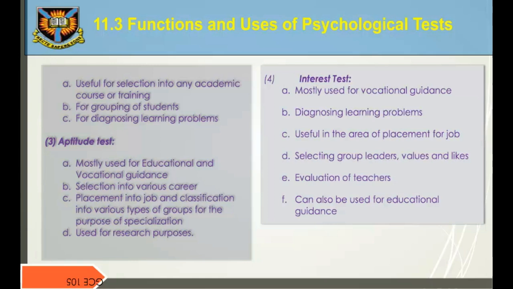3. Aptitude test. A. Mostly used for educational and vocational guidance. B. Selection into various careers. C. Placement into job and classification into various types of groups for the purpose of specialization. D. Used for research purposes. 4. Interest test. A. Mostly used for vocational guidance. B. Diagnosing learning problems. C. Useful in the area of job placement. D. Selecting group leaders, values, and likes. E. Evaluation of teachers. F. Can also be used for educational guidance.